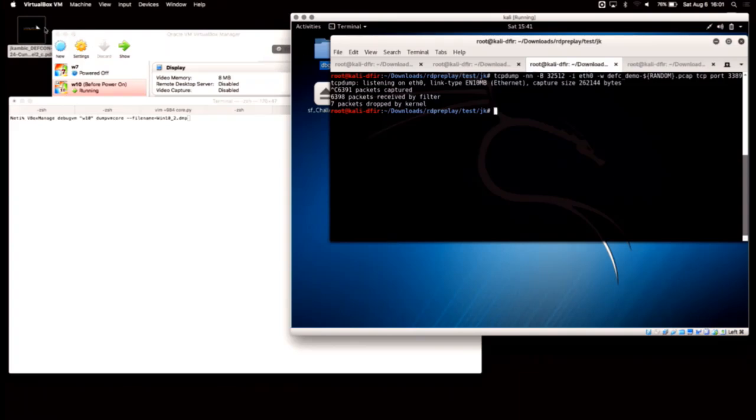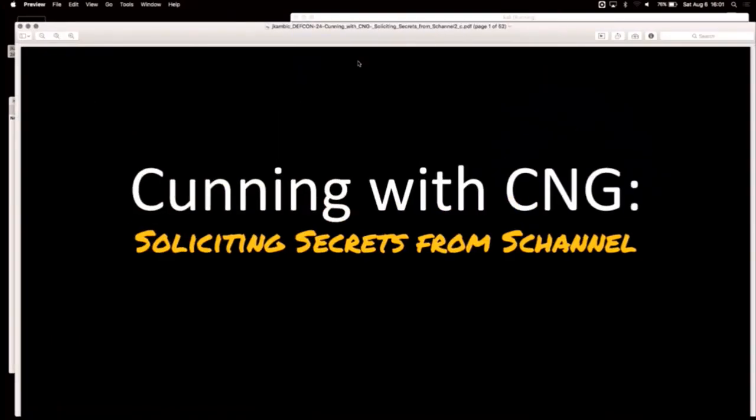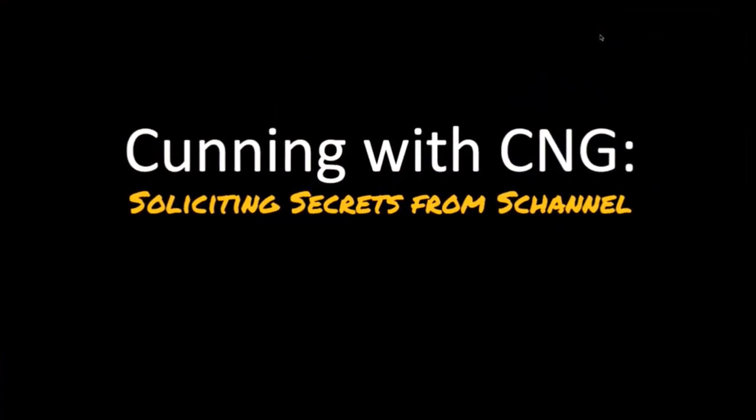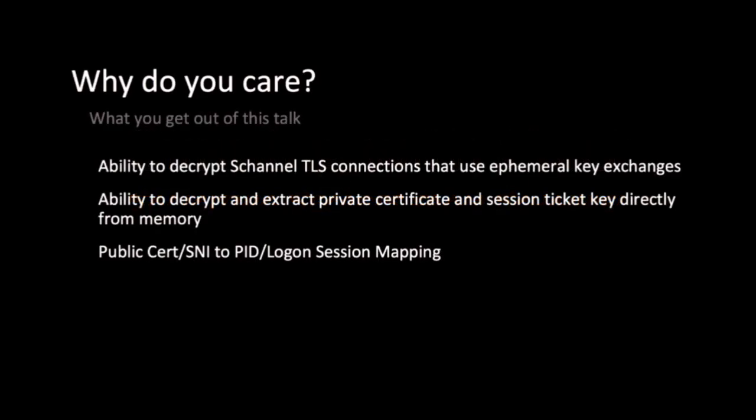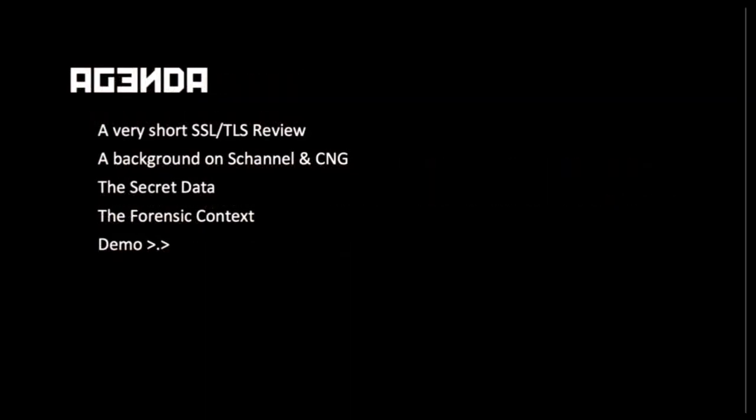You're here to listen to a talk about Microsoft Secure Channel, and you might be wondering what RDP has to do with Secure Channel. Well, Secure Channel is the TLS library for Windows, and RDP uses that. So that connection that we just saw uses an ephemeral key exchange, and at the very end of the talk, the demo is we're going to decrypt that. So in the meantime, the VM that I just logged into is just going to sit there running, and again, we'll explain how that all works.